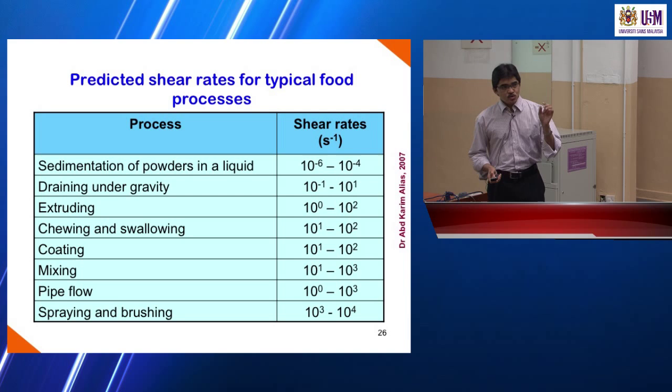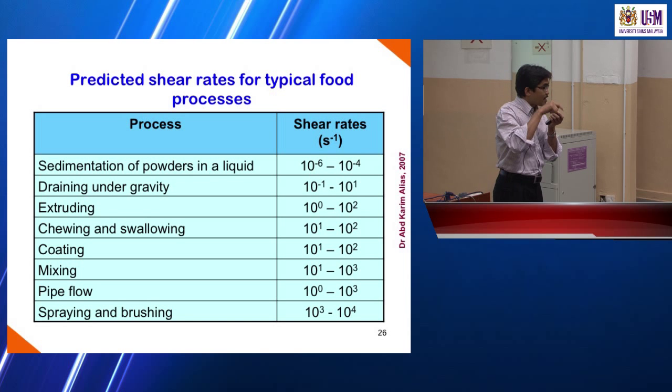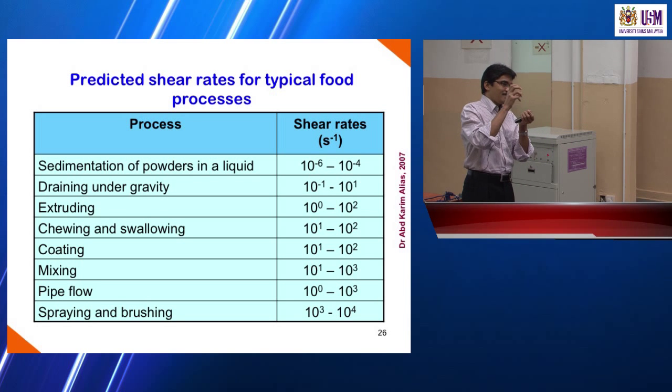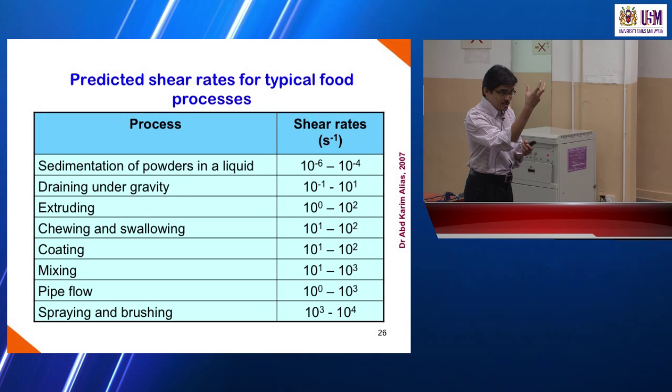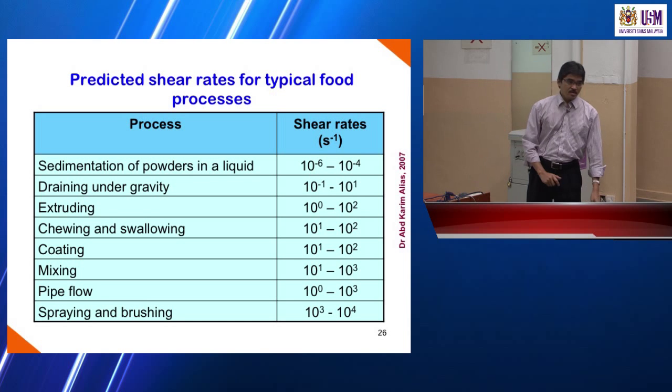Extruding, when we force something out through an opening. You know, when you are at home and you make kuih semprit, you put the dough inside and you just push it and it will come out. Another perhaps more familiar example, if you go to McDonald's and buy the McDonald's ice cream, they put a cup there or the cone, and the thing is just coming out. That is also an extruding process. And what is the shear rate here? About 10 to 100. Okay?